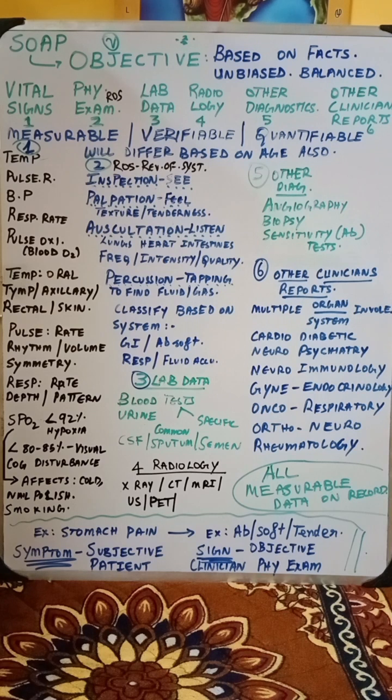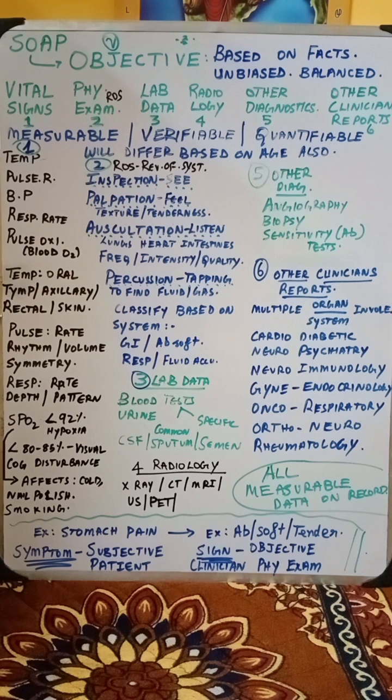So now vital signs includes what? Temperature, pulse rate, blood pressure, respiratory rate, and SpO2, pulse oximeter, blood oxygen. In temperature, what kind of temperature was measured? Like which route? Oral, tympanic, axillary, rectal, or skin temperature. This is required because when the patient is a pediatric, a neonate, or a geriatric, and we could not measure the oral temperature, then what was used? That has to be documented.